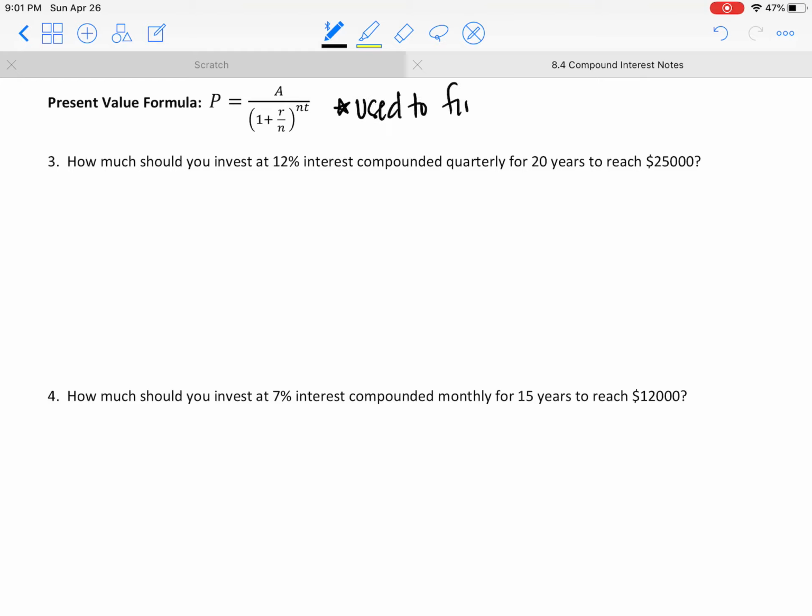We have a goal, and we use it to find the principal amount. The other one we use to find the final amount. Here we use it to find the principal amount.